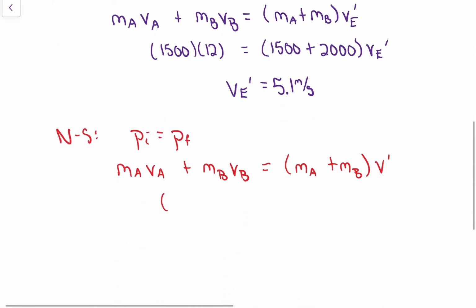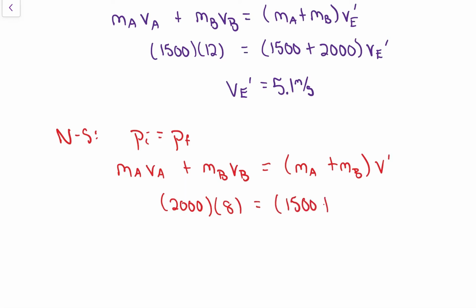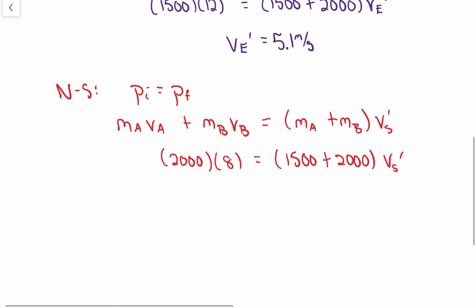So I'm going to get 2,000 times, it was going 8, equals the 3,500. Oops, and I called this one VS prime. Doing the math on that, I get that the southward component is 4.6.